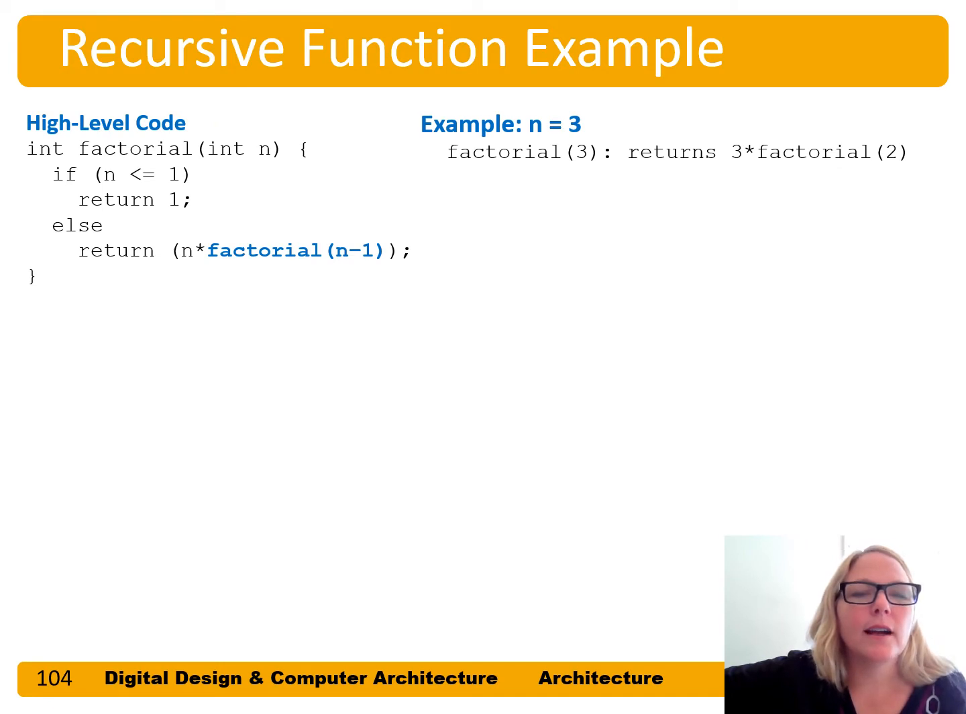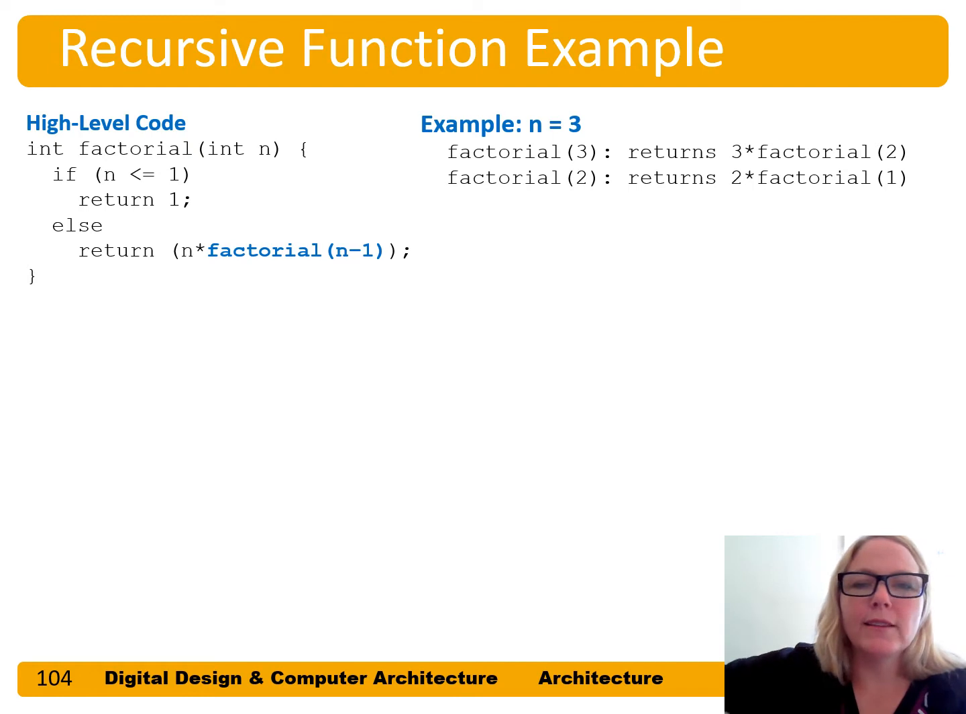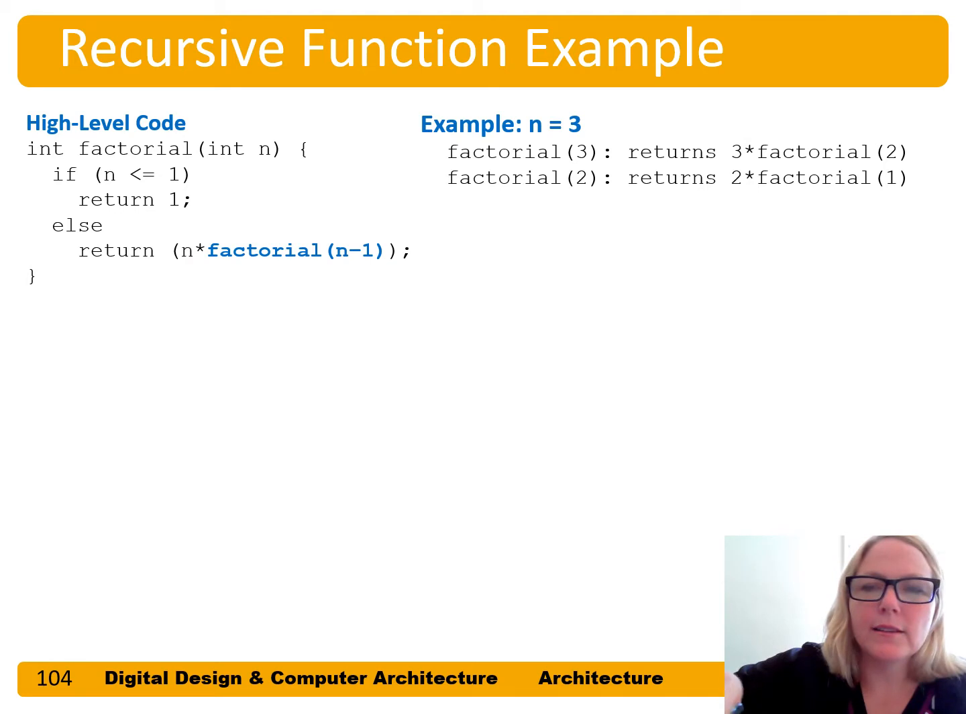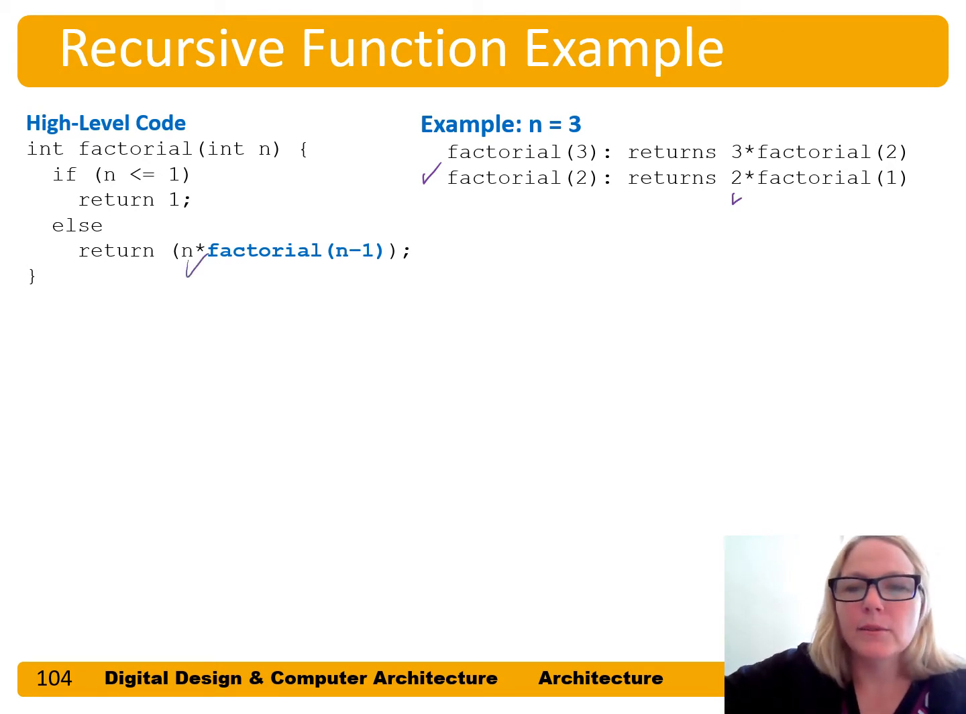So here's the factorial function as a recursive function. Factorial of n: if n is less than or equal to 1, return 1. Else return n times factorial of n minus 1. So for example, if n is 3, factorial of 3 is going to return 3 times factorial of 2. So then factorial 2 is called, and we need to calculate that. Factorial of 2 is going to return 2 times factorial of n minus 1, or factorial of 1.